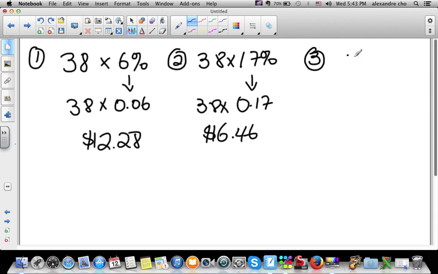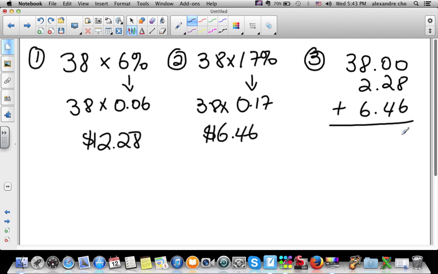So, how much did we spend this evening? This evening we spent $38 for food, and I'm going to write with 2 decimal places, $2.28 for our local government, and $6.46 for our waiter waitress. Okay, I'm going to add this up. 8 and 6 is 14. Carry the 1 is 7. 8 and 2 is 10, plus 6 is 16, goes 1 is 46. Our total for this particular evening is $46.74.